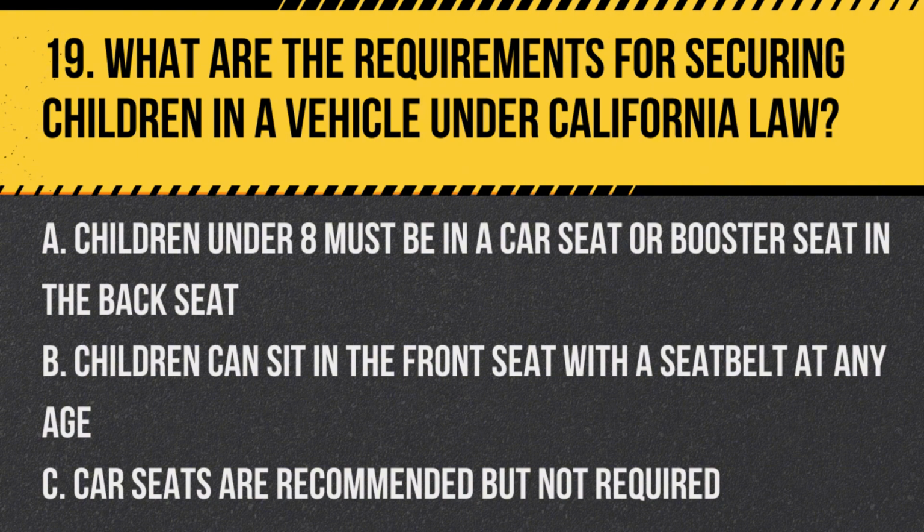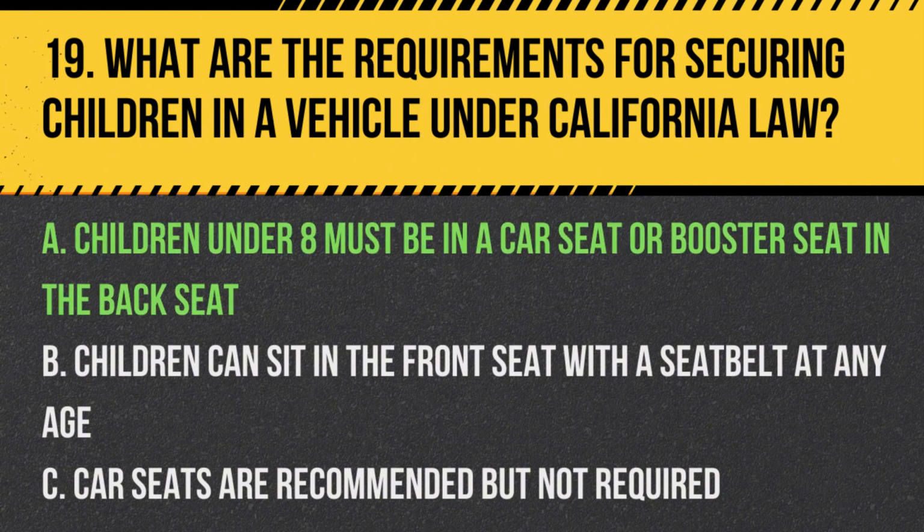Question 19. What are the requirements for securing children in a vehicle under California law? A. Children under 8 must be in a car seat or booster seat in the back seat. B. Children can sit in the front seat with a seatbelt at any age. C. Car seats are recommended but not required.